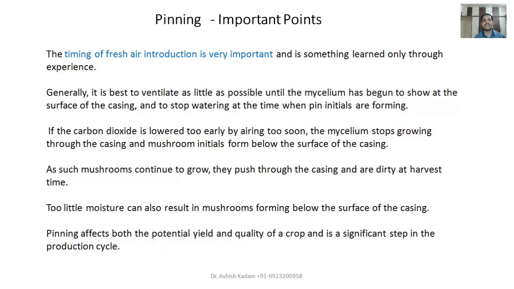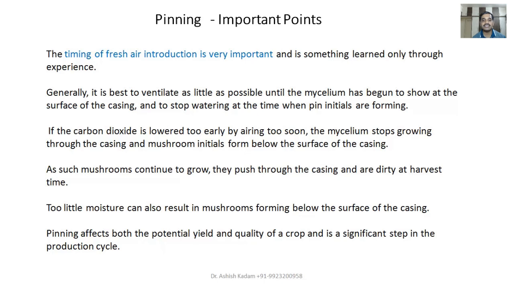We have seen that we are applying casing, and now we have to decide where to grow the mushroom, whether you want the mushroom below the casing, above the casing, or in between the casing. So the time at which you apply this thermal shock, the time at which you open your fresh air damper in the AHU, the air handling unit, will decide where these buds will form in the casing. So that you will get a feel.